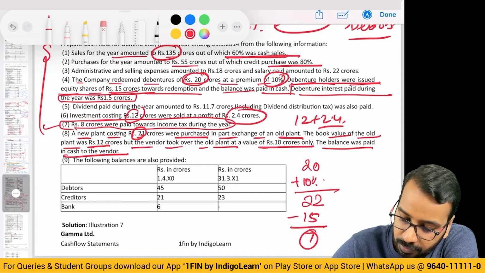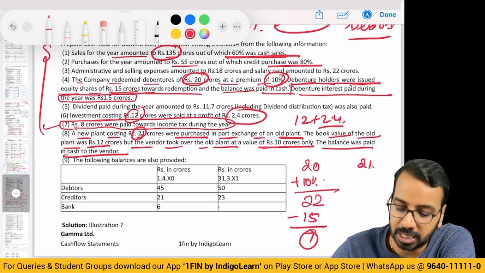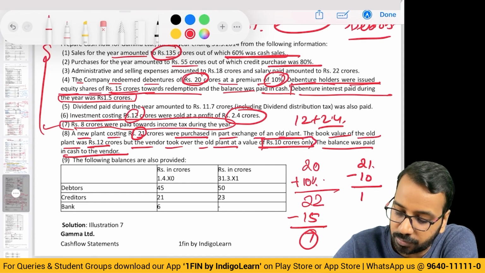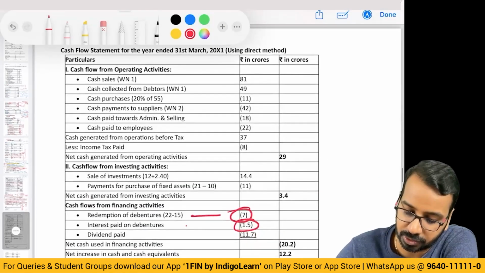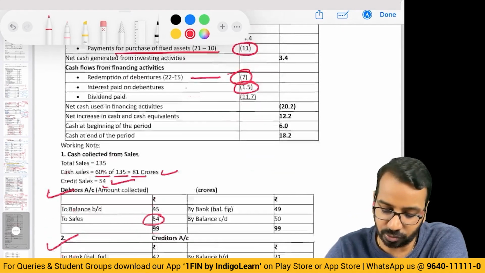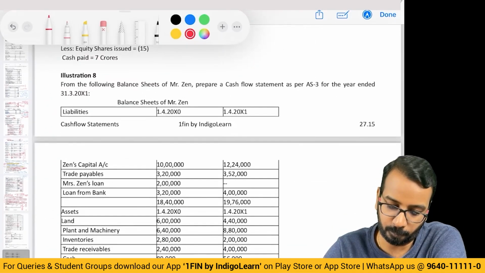So what has happened? We purchased a new plant for 21 crores. We gave something in exchange for 10 crores, so 21 minus 10. So how much cash did we pay? We paid 11 crores in cash. So payment for fixed asset is 11 crores in cash, right? So like that you can solve it on your own.